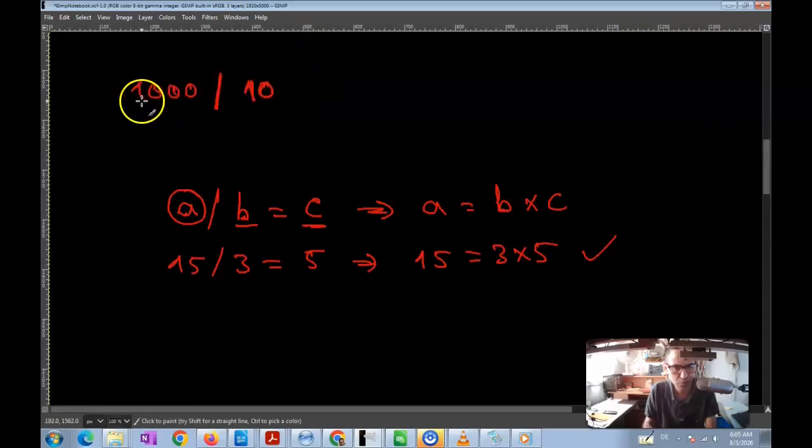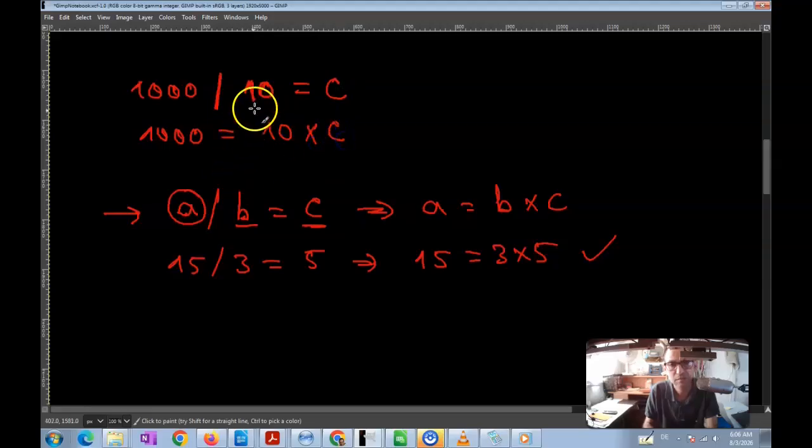If I want to know what is 1,000 divided by 100, that's going to be some number, let's call it C, for example. I don't know what that is, we want to find it. Now based on this rule over here, this number which is in the numerator, this 1,000, must be equal to the product of these two numbers, which is 10 times C, right?